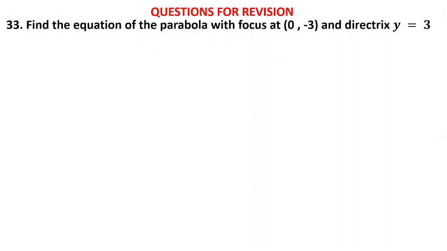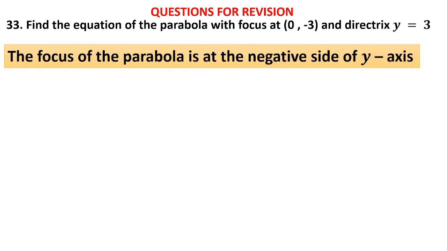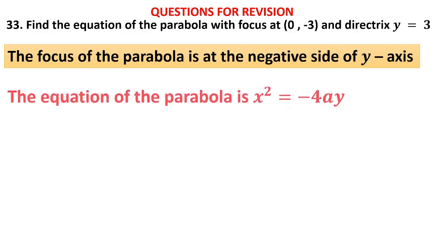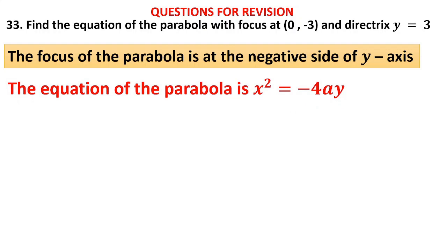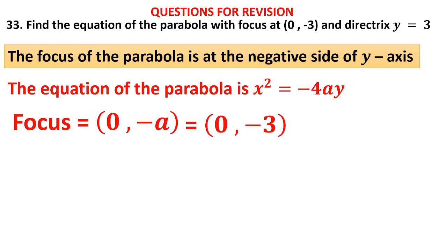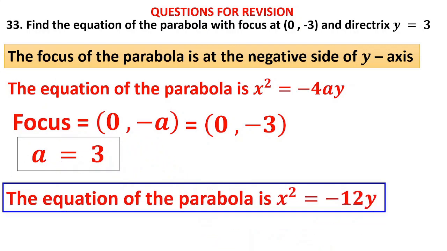Let us move on to a problem from conic sections once again. Parabola. Find the equation of the parabola with the focus at 0, -3 and directrix y is equal to 3. Now we have to visualize which type of parabola it is. This has a focus on the negative side of the y-axis. Therefore, it is a downward parabola. Our equation will be x square is equal to -4ay, and for this the focus is 0, -a, which is on the negative side of the y-axis, given in the question as 0, -3, or a is equal to 3. When a is equal to 3, the equation will be x square is equal to -12y.